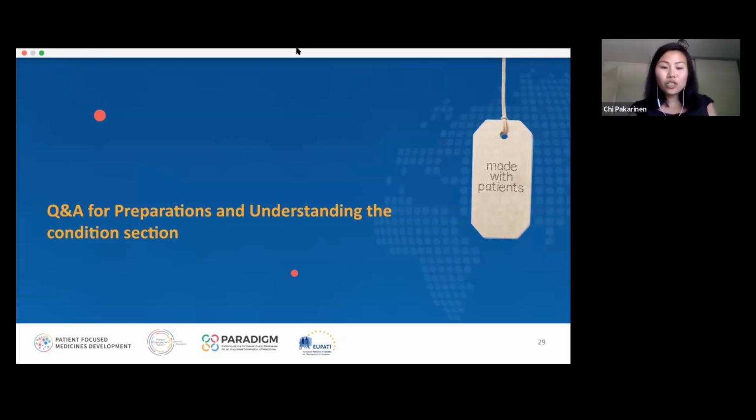But there is one from Kevin. So this question reads, could you say more about the distinction between unmet medical need and unmet patient's need? How do we surface the difference and what do we do with it? So can I ask Alex to take this first?